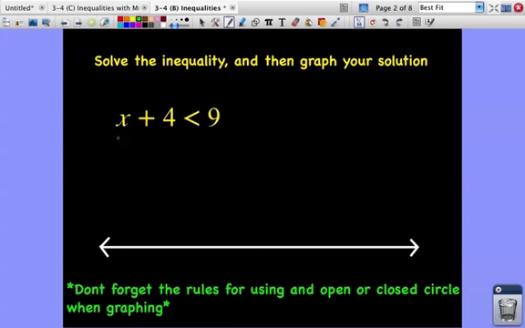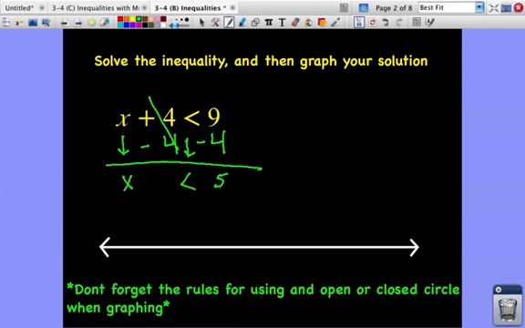To get x by itself, which is my ultimate goal, I want to isolate my variable. I need to subtract 4 from both sides. The reason we're subtracting is that subtraction is the opposite of addition. We want to cancel these out. But whatever I do to one side, I have to do to the other side. Now I'm left with my x, so make sure you bring down that x and bring down my sign, so I know exactly what my sign is. Less than. 9 minus 4 is 5. We're done. x is less than 5.